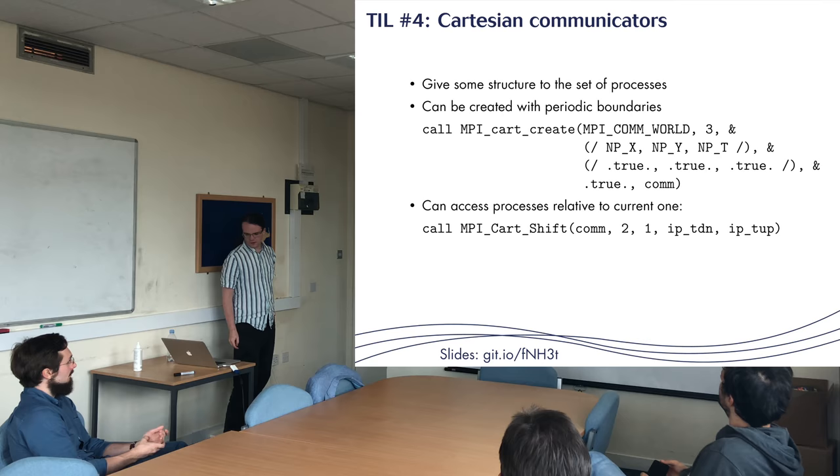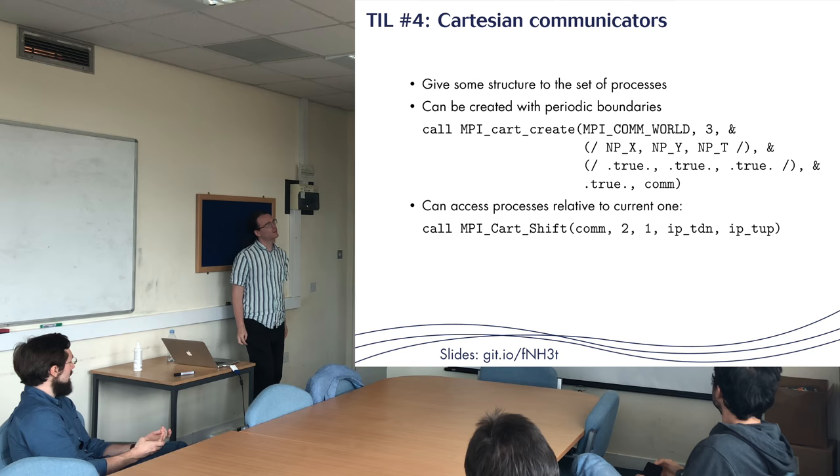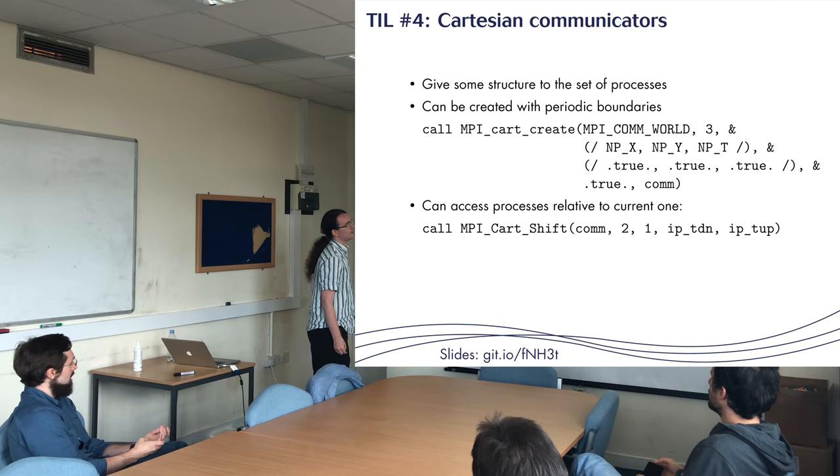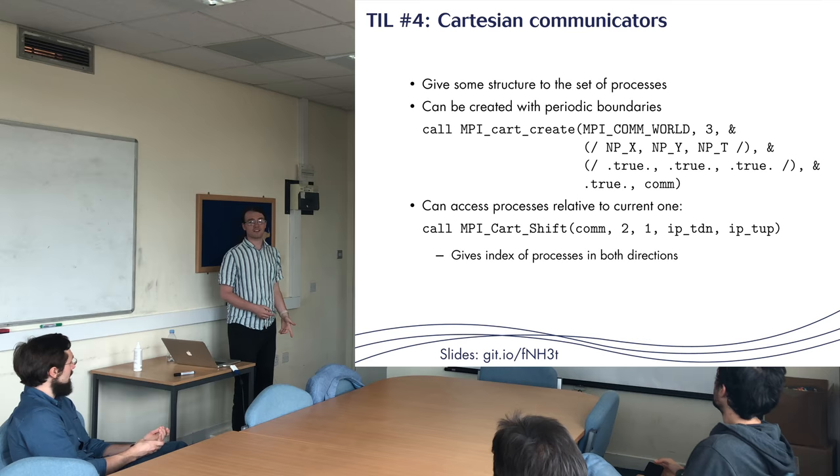So then, if I'm on my current process and I would like to get my nearest neighbours or some offset, I can call MPI cart shift, which says: on this Cartesian communicator, in dimension number 2, I would like to shift 1, and I'd like to put the results into IPT up and IPT down. It gives you the index in both directions, because normally if you want one, you want the other, because you'll be doing things symmetrically across your volume.